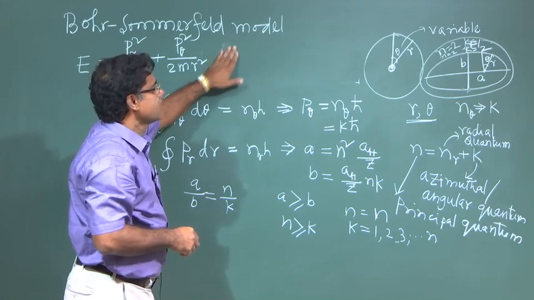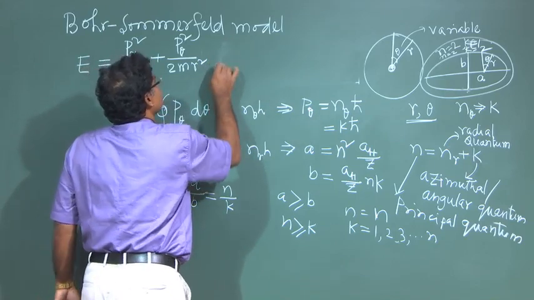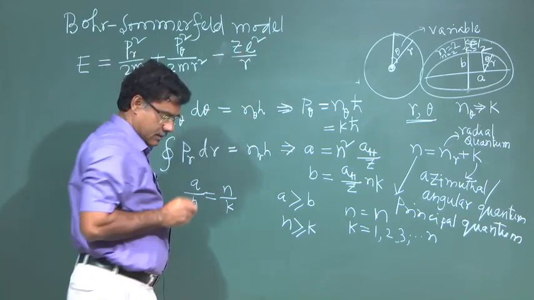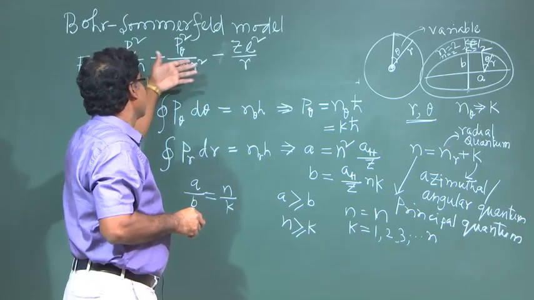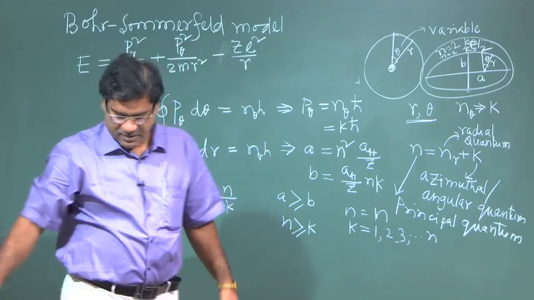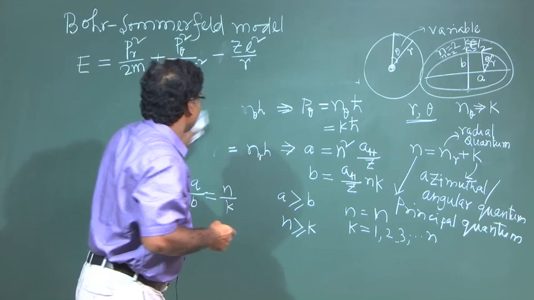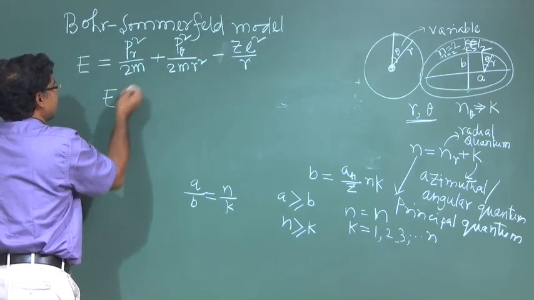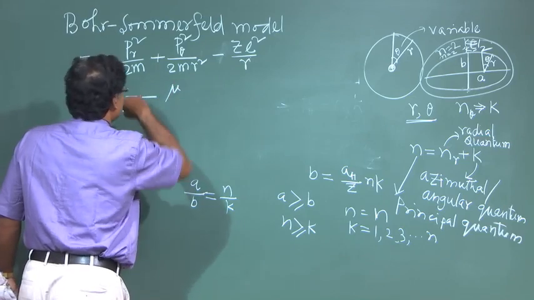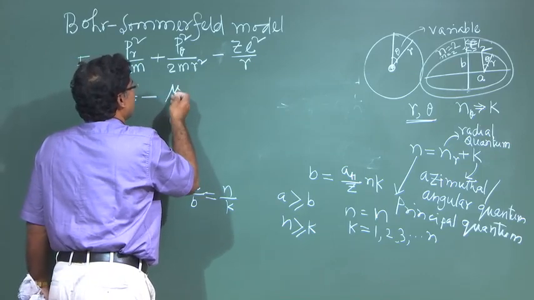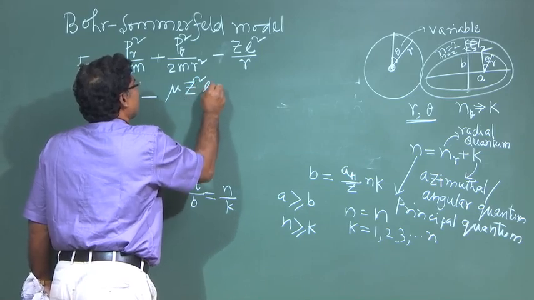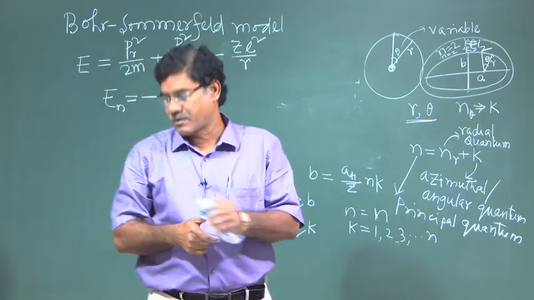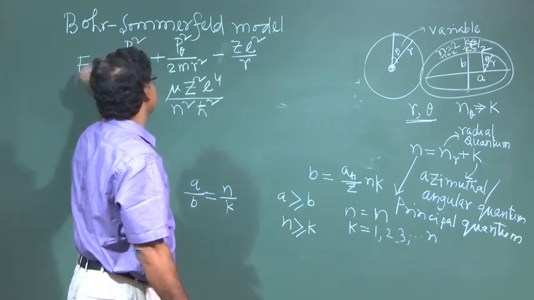And your potential energy V. In our case we know the potential energy for nucleus and electron, which we have already calculated earlier, minus Z e square by r. Starting from this energy, as I told, this calculation is slightly longer, so I will not do it. What I will get is E equal to the same expression we got from the Bohr model, minus m Z square e to the power 4 divided by n square h cross square. Okay. So the same energy expression we got from Bohr, we get for this elliptical orbit also.